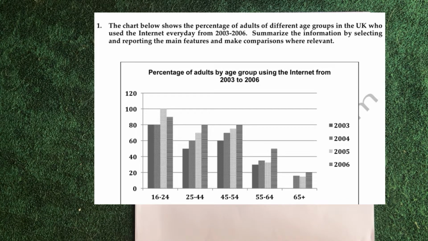Now we'll go to the graph and see what information it is providing. It shows the percentage of adults by age group using the internet from 2003 to 2006. They have given various age groups: 16 to 24, 25 to 44, 45 to 54, 55 to 64, and 65 plus. On the right hand side you can see the different years from 2003 to 2006.